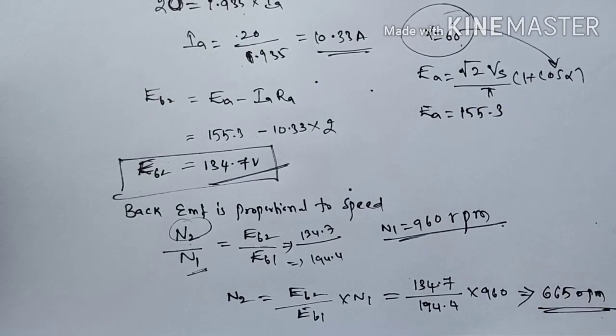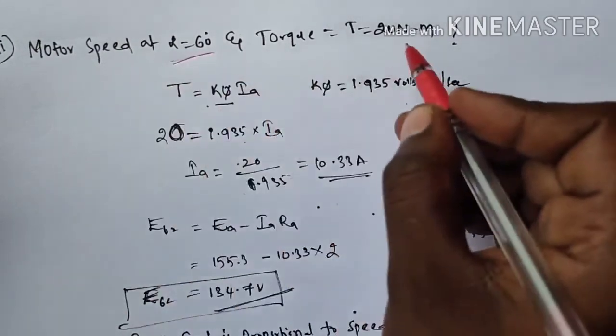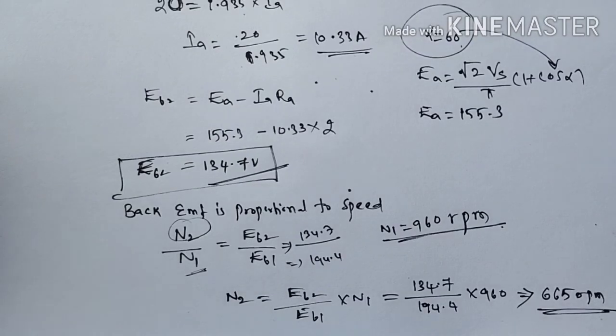This is the speed if the motor is operating at alpha equal to 60 degrees as well as a torque of 20 Newton meter. This is the procedure to calculate the motor torque and speed for the given data.